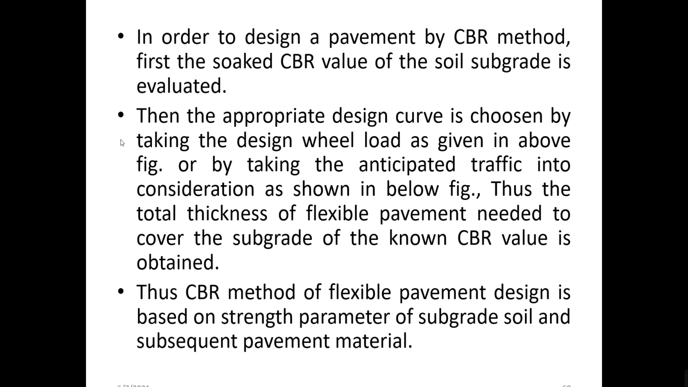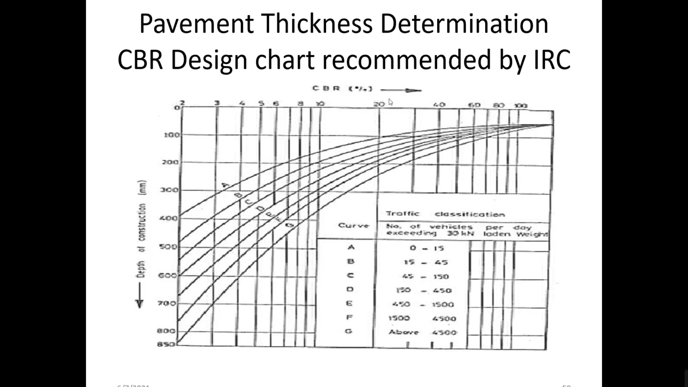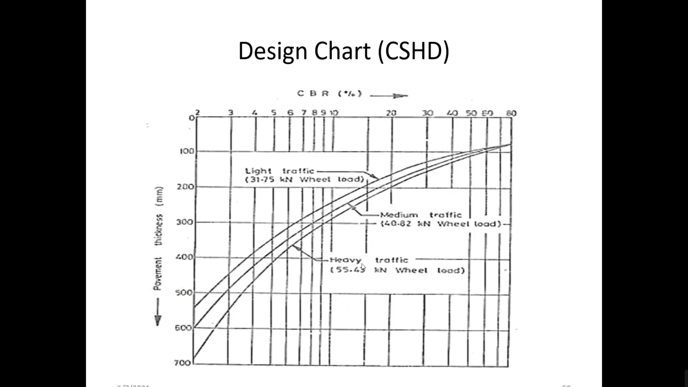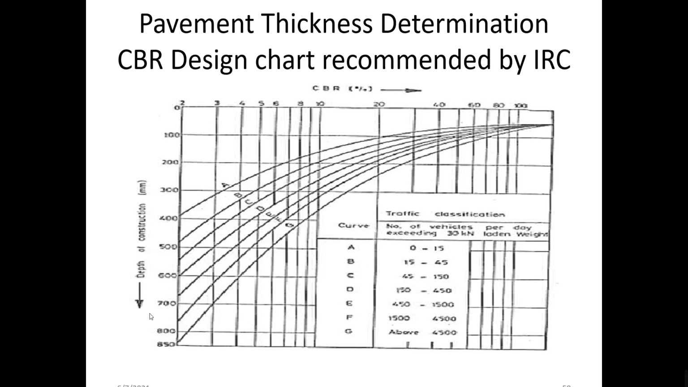So hence, in order to design a pavement by the CBR method, first the soaked CBR value of the soil subgrade is going to be evaluated. Then the appropriate design curve is chosen by taking the design wheel load as given in the above figure, or by taking the anticipated traffic into consideration as shown in the below figure. Thus, the total thickness of flexible pavement needed to cover the subgrade of known CBR value is going to be optimal. That's what I told you. With the known value of the CBR in percentage, as well as the different types of traffic classification or the different loading conditions, you will be able to find out the depth of construction.